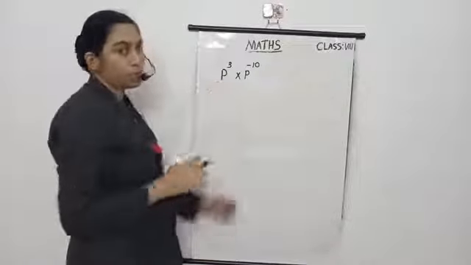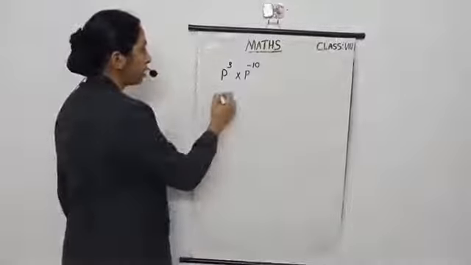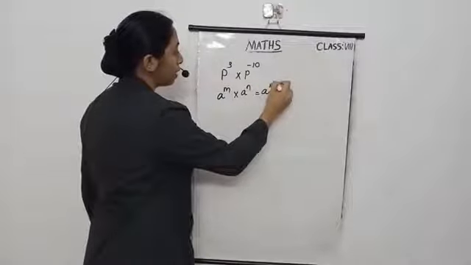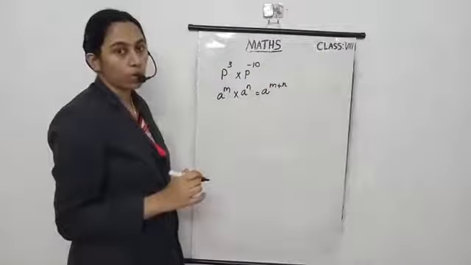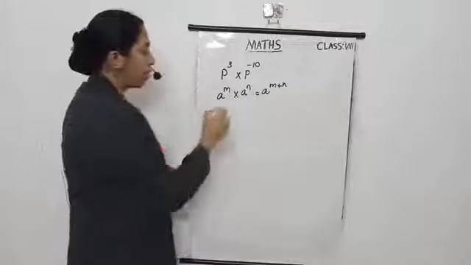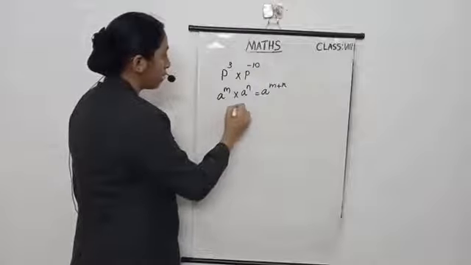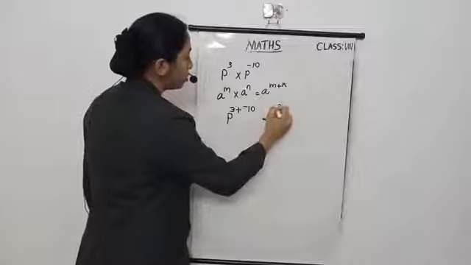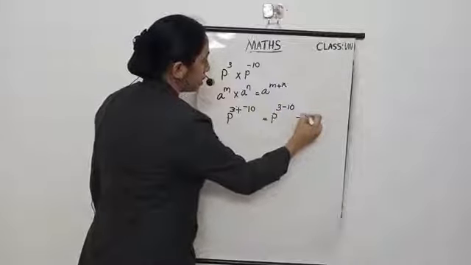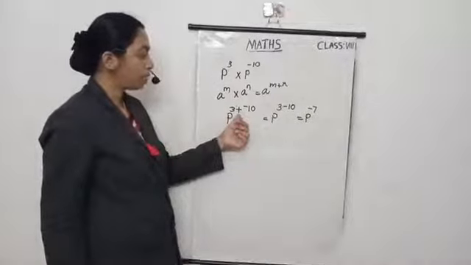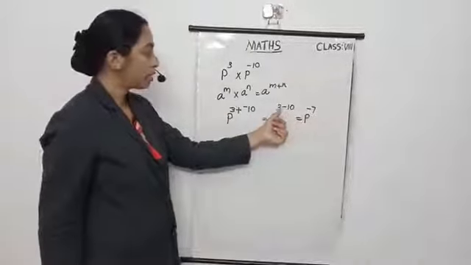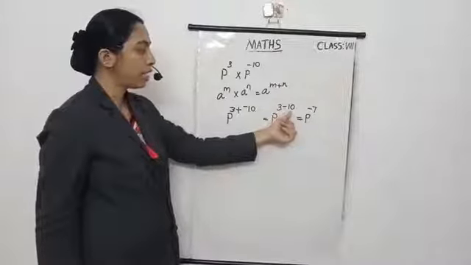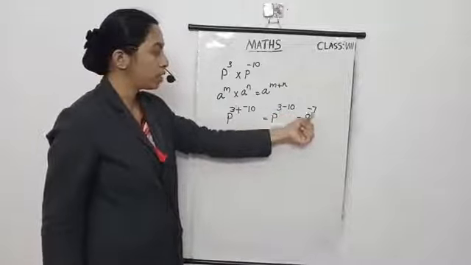Next question, p raised to 3 into p raised to minus 10. This is also like a raised to m into a raised to n equals a raised to m plus n. Always we use the laws of exponents according to the question. So same base, so this can be written like p raised to 3 plus minus 10. This is equal to p raised to 3 minus 10, and this is equal to p raised to minus 7. Plus and minus becomes a minus, subtract and put the sign of the greater number. So 3 minus 10 is 7, and 10 has the minus sign. So p raised to minus 7.